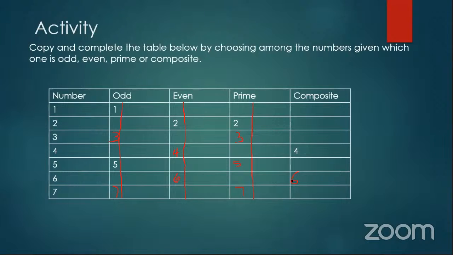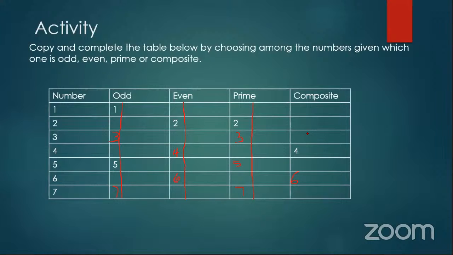Cedric, your hand is up. Odd numbers are written 3 and 7. Yes. Then even, 4 and 6. Prime, 3, 5 and 7. Then composite, 4 and 6. Okay, thank you very much.